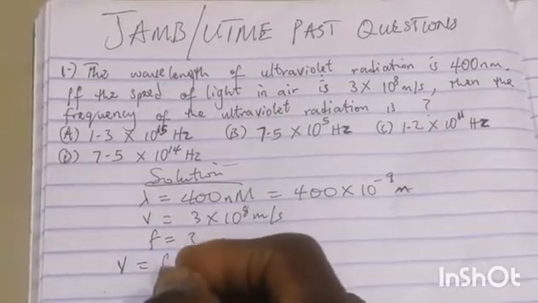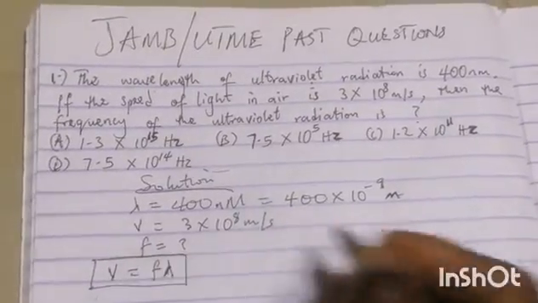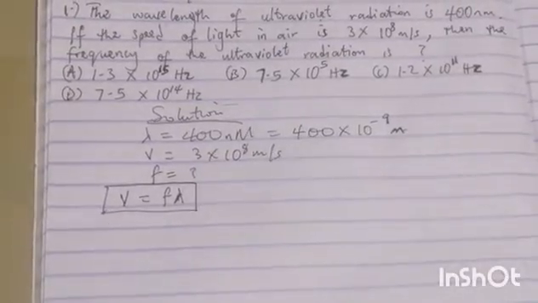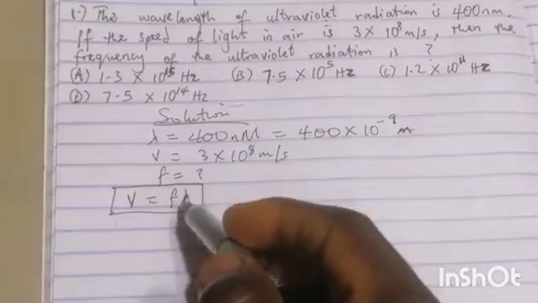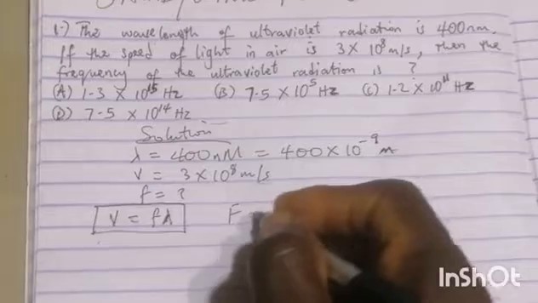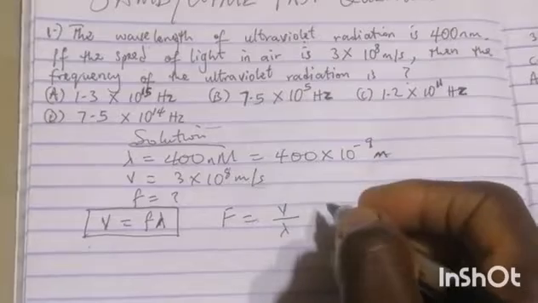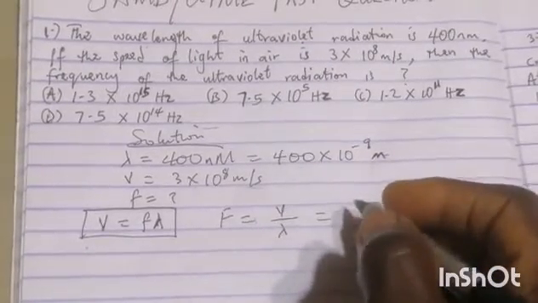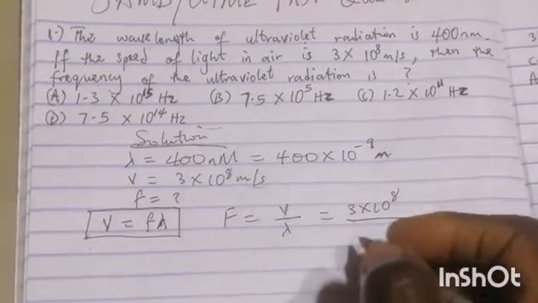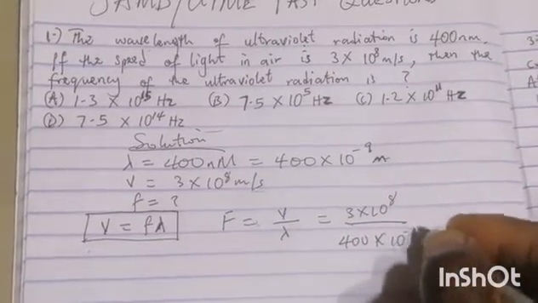speed with frequency and the wavelength, they relate with this formula. There is a formula that connects them, and then we have to put in the given items, and then we find the frequency that we are looking for. So our frequency now, making frequency as the subject of formula, is going to be V over wavelength. And then our V is 3 times 10 raised power 8. And our wavelength is 400 times 10 raised power minus 9.